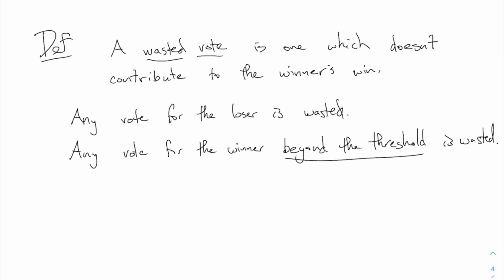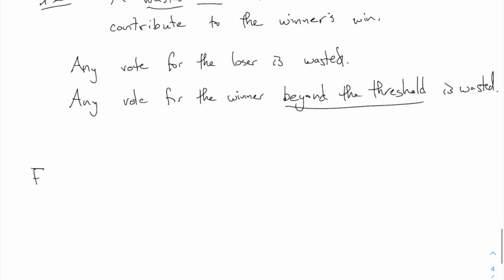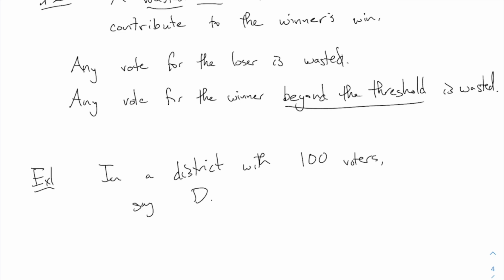All right. So, for example, let's take a simple example in a district with 100 voters. Let's say the D's get 47 and the R's get 53. In all these examples, I'm usually just going to talk about D's and R's just because that's more convenient. How many votes from each party are being wasted?